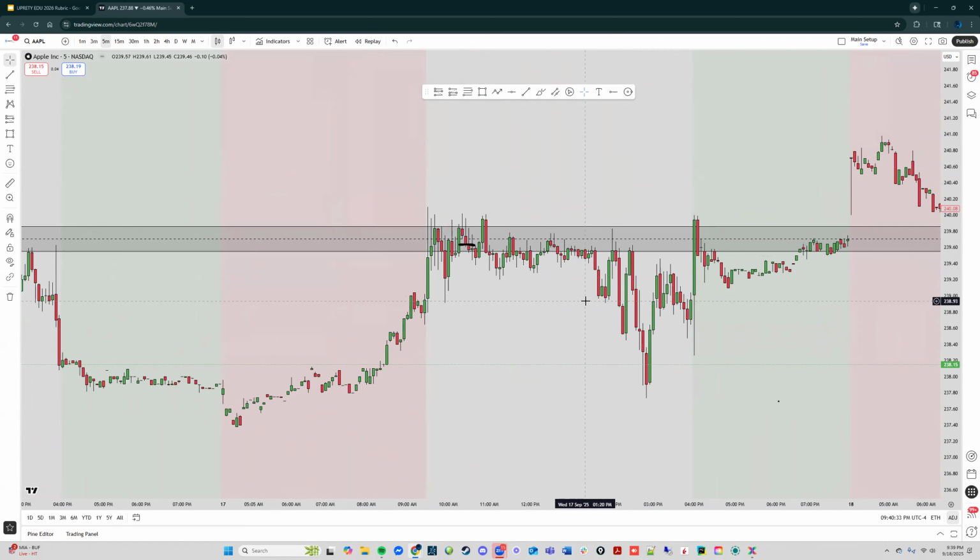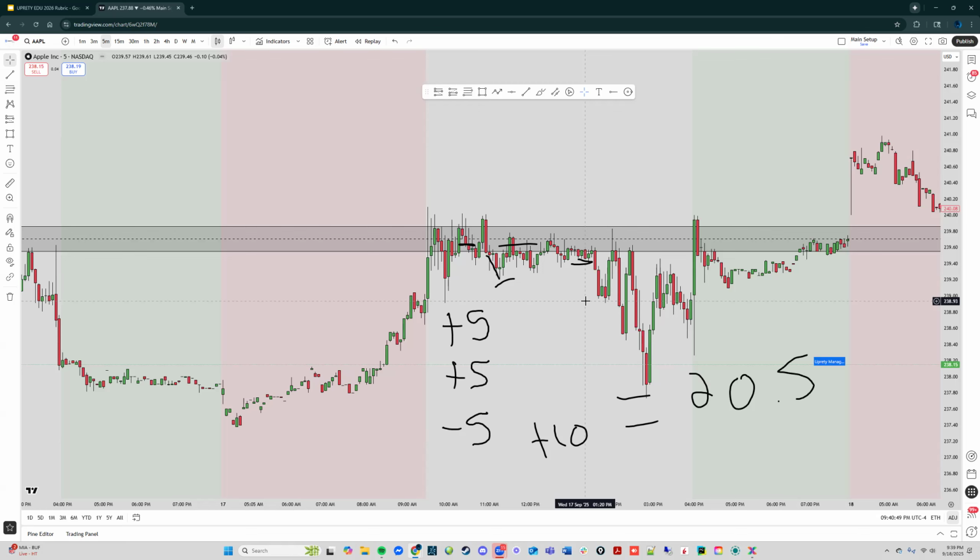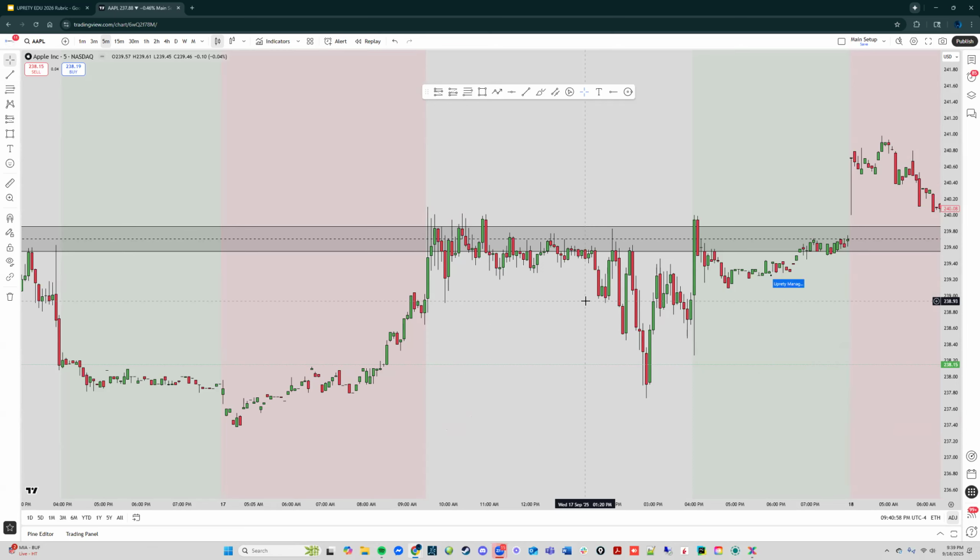Okay, I started with 5 contracts. Okay, I added another 5. Okay, on this drop, I sold 5. Okay, and then I added 10 up again, and then I sold it right around here. Okay, I ended the day with 20 contracts. Do you know how much I made? I made $30. Okay, horrible trade because my risk to reward was terrible on this trade.